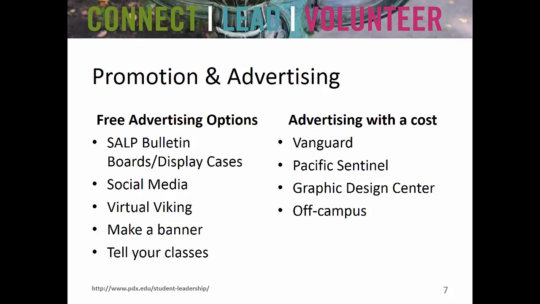Banners can be hung over the balcony on the first floor mezzanine. Also, make sure to talk it up in your classes. Advertising that can cost money includes the Vanguard, Pacific Sentinel, using the Graphic Design Center that can help you create awesome flyers and logos, or even off-campus entities like the Portland Mercury or Willamette Week. Be creative. These aren't the only ways to advertise.